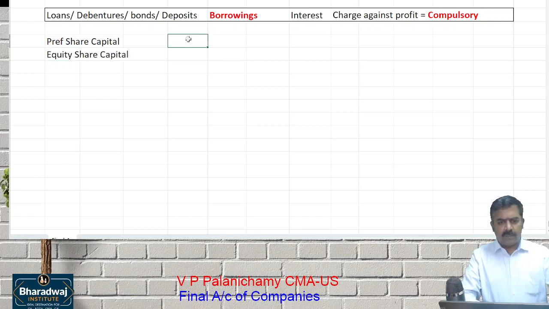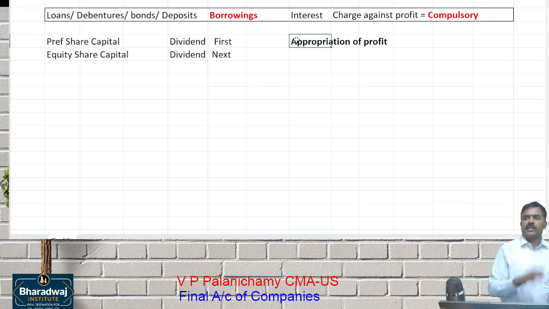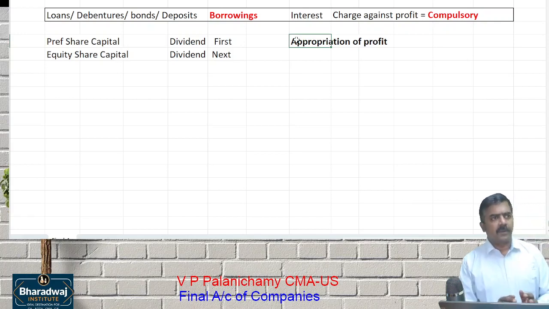So dividend will be paid to the preference shareholders, and of course, dividend will be paid to equity shareholders also. First, we will pay the preference shareholders. Next, we will pay which one? Equity shareholders. Dividends are called appropriation of profit. What is appropriation of profit? If there is a profit only, dividend becomes what? Payable. Either current year profit should be there or past year profit should be there.